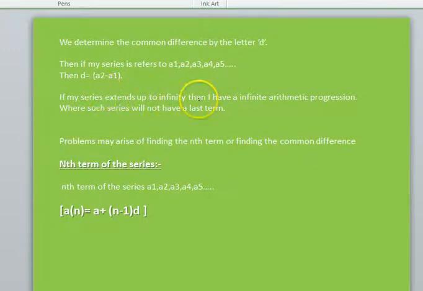If my series extends up to infinity, then I have an infinite arithmetic progression, where such a series will not have a last term. Problems may arise of finding the nth term or finding the common difference. The formula for the nth term of the series is an is equal to a plus n minus 1 into d, where an is our respective term, a is the initial term, n is the number of the term which you want, and d is the common difference. Suppose I want a7, which is equal to a, the first term, plus 7 minus 1, that is 6, into the common difference. That gives me the seventh term.